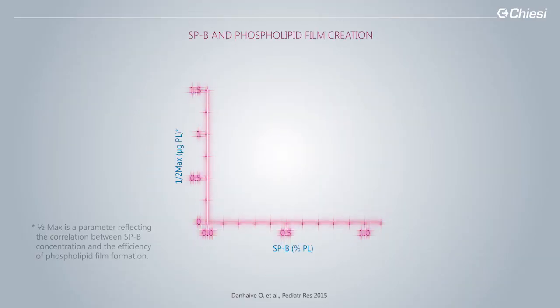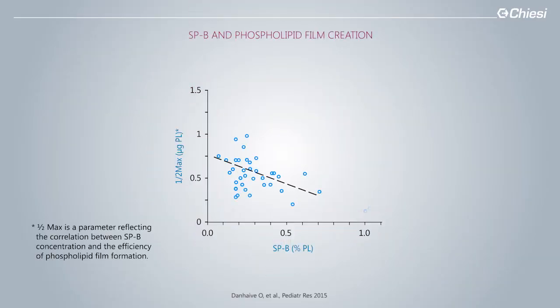To confirm what I said, Olivier Danhaive's group made a very nice in vitro experiment, and you may see here the results. There is a very nice inverse correlation between the amount of SPB available in surfactant and the concentration-dependent efficiency of surfactant film formation.